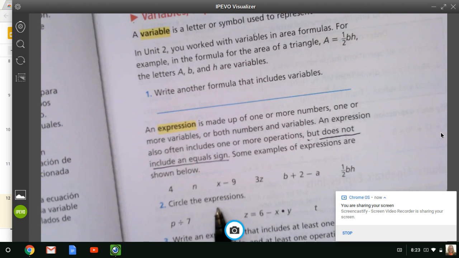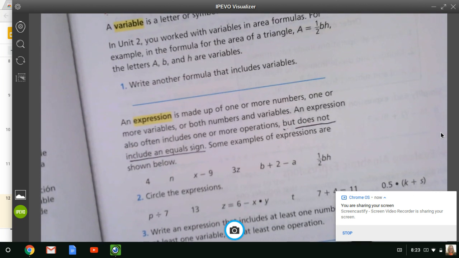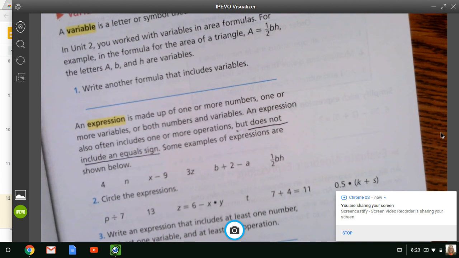Circle the expressions. P divided by 7, 13, z equals 6, minus x times y, t, 7 plus 4 equals 11, 5/10 times k plus s. Write an expression that includes at least one number, one variable, and at least one operation.